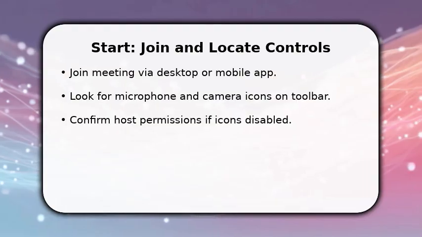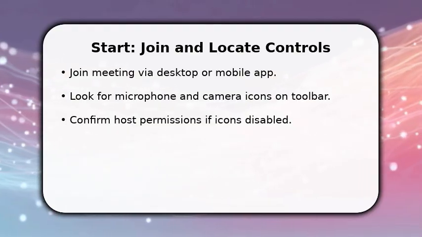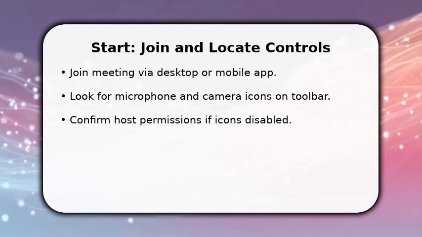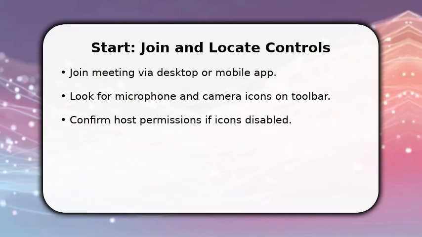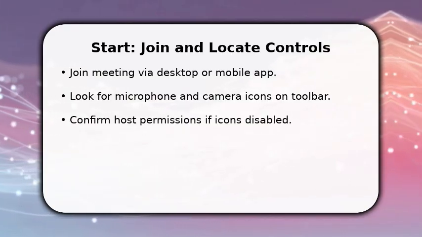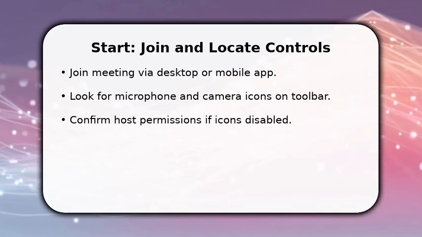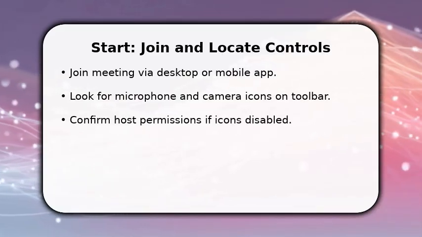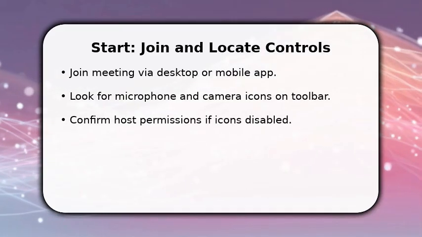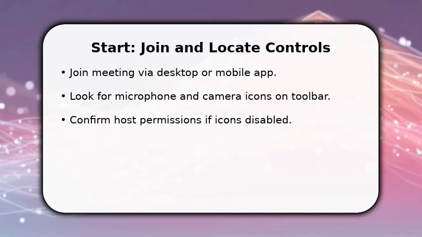You've joined your Zoom meeting. Locate the microphone and camera icons on the meeting toolbar immediately. On desktop, they sit bottom left. On mobile, they appear at screen corners or under meeting controls. If icons are grayed out, make sure Zoom has permission to use camera and microphone in your device settings.